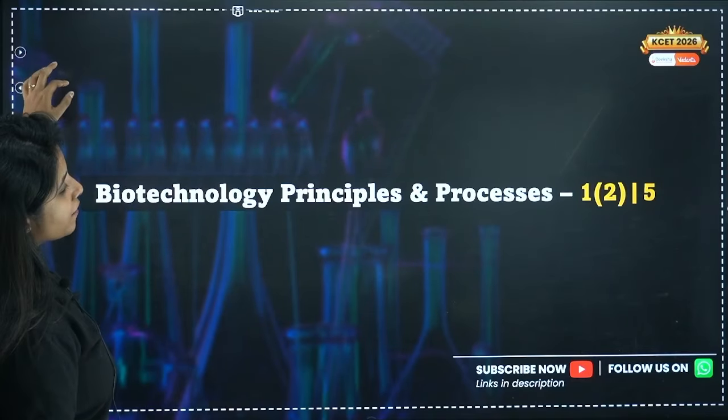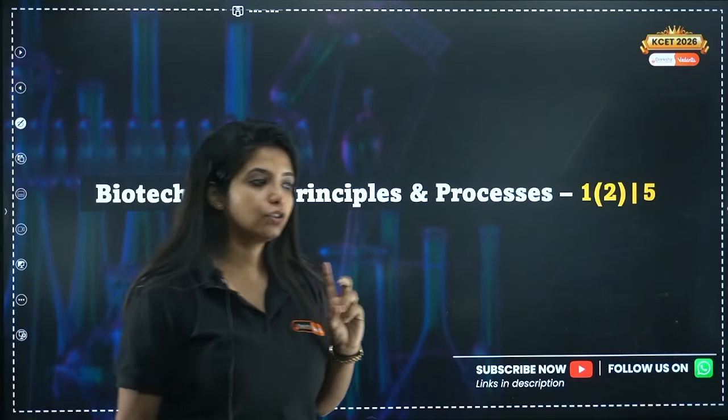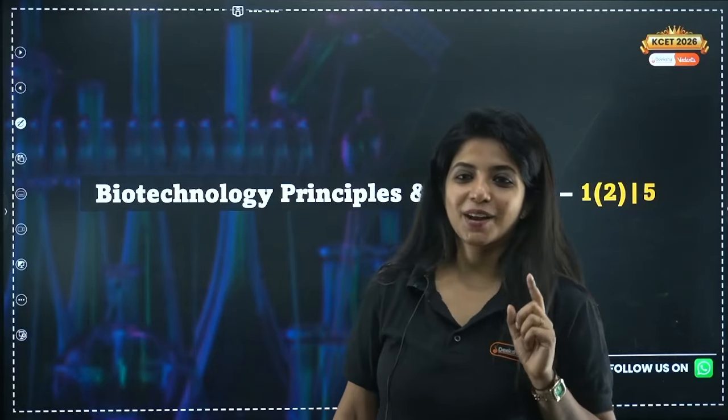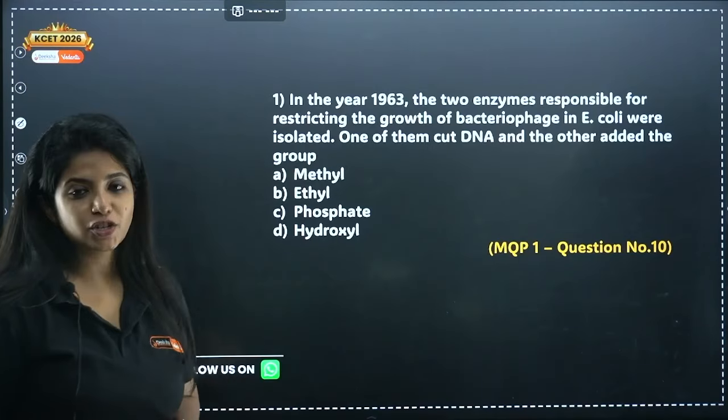Okay. Now we have biotechnology, principles and processes. You either get 2 1-marker questions and 1 5-marker question from this chapter. Starting with the 1-marker question right up over here.